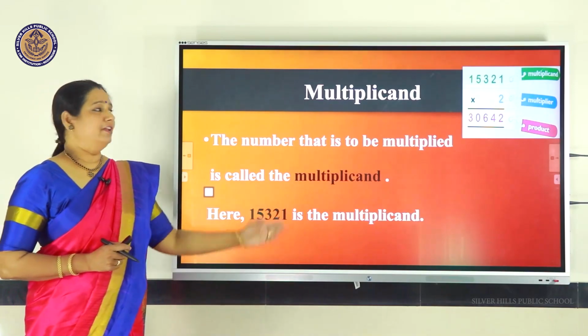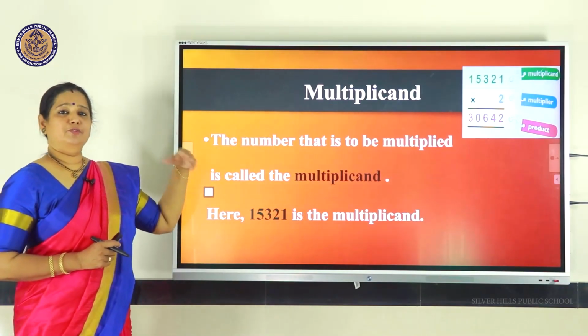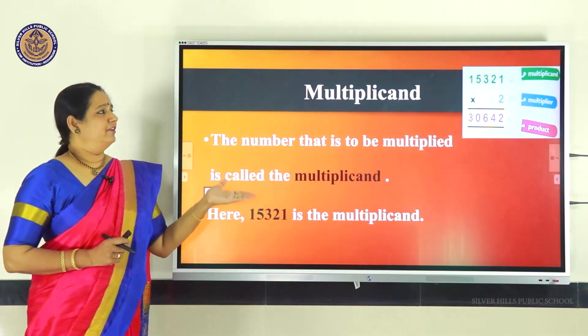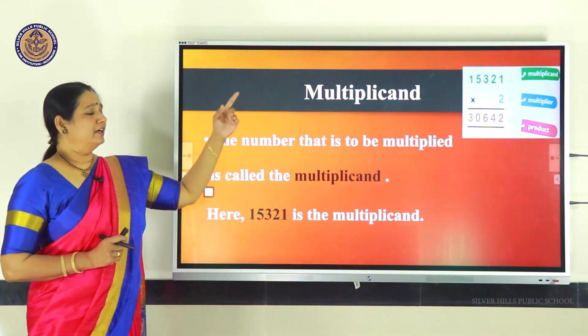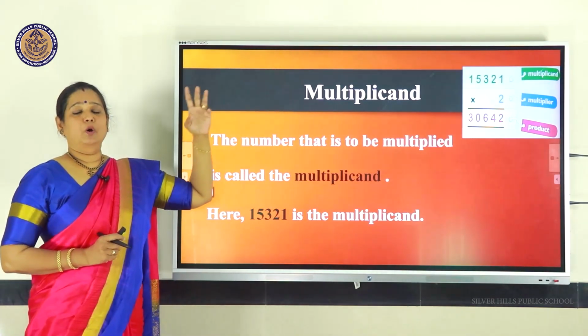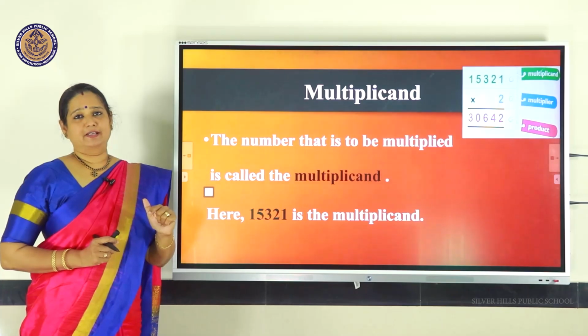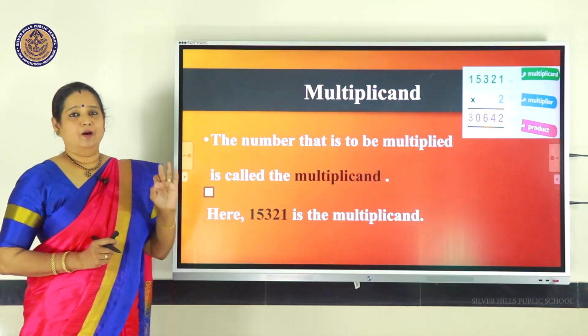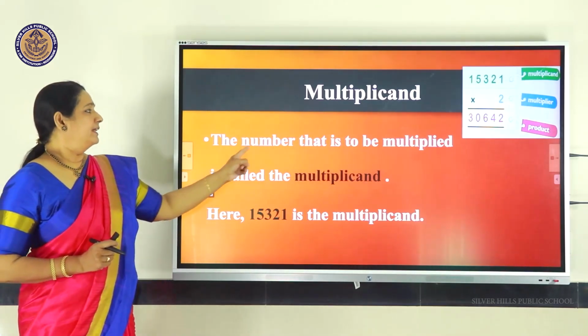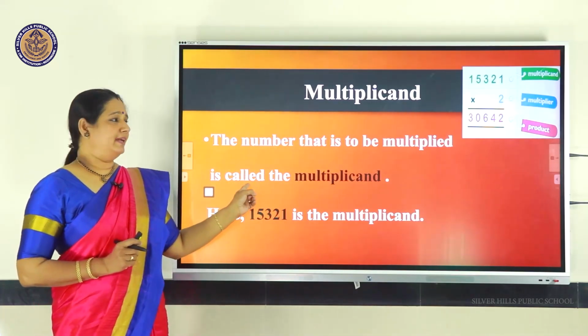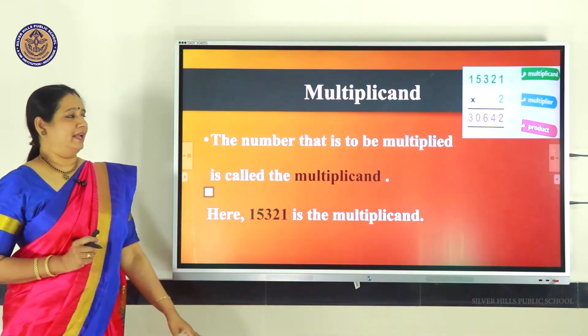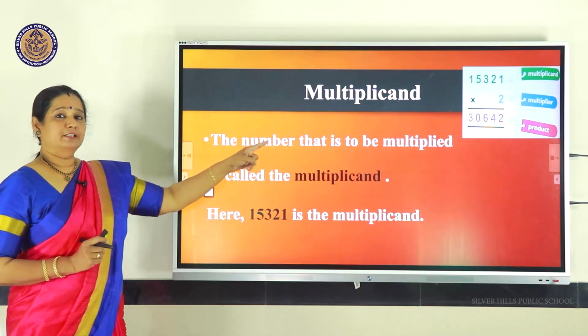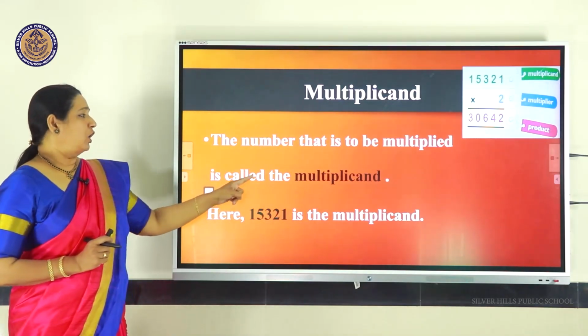Next, we will learn these 3 terms which we have studied earlier. We are checking the previous knowledge. We have learned what is multiplicand, what is multiplier and what is product. Let's revise once again. What is multiplicand? The number that is to be multiplied is called the multiplicand.